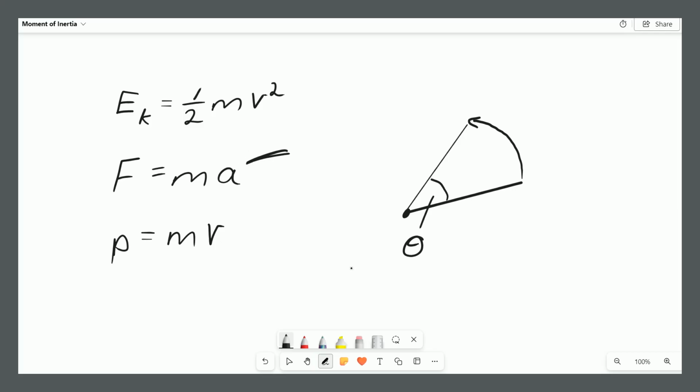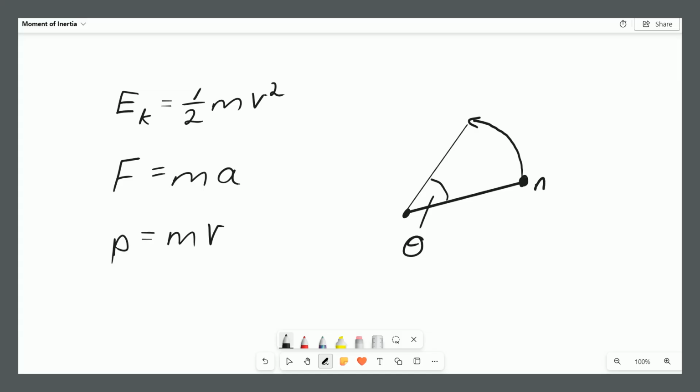But what if we're interested not in velocity, but in angular velocity? So specifically in the change of an angle over time. And that means we're describing the position of an object using an angle, in this case theta. So first we have to fully understand what that is.